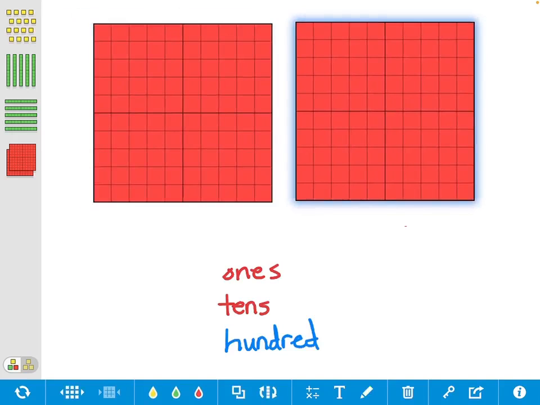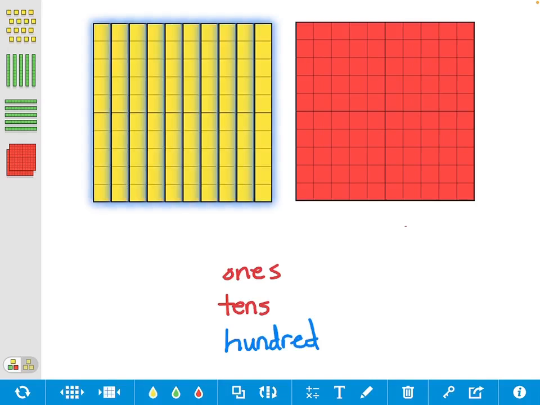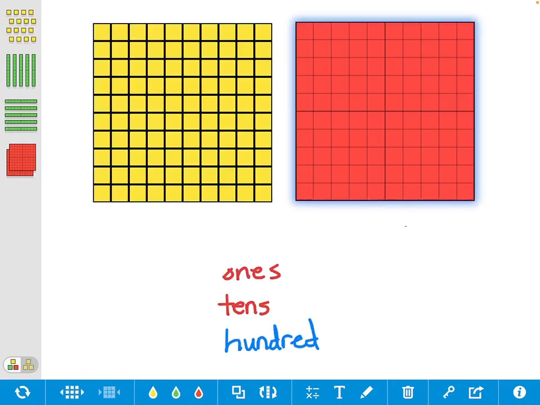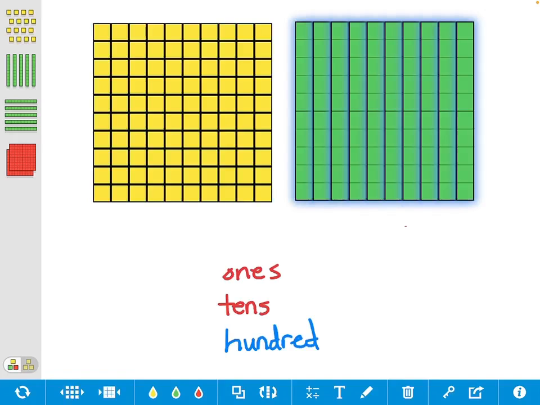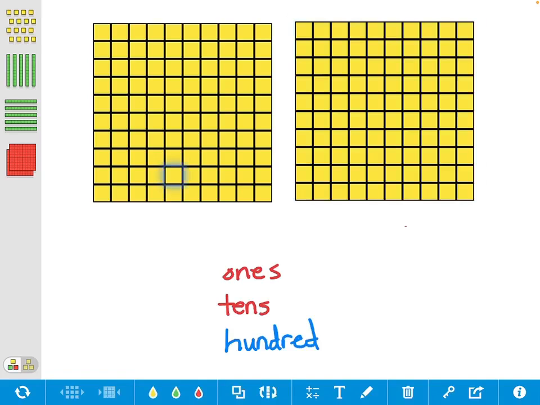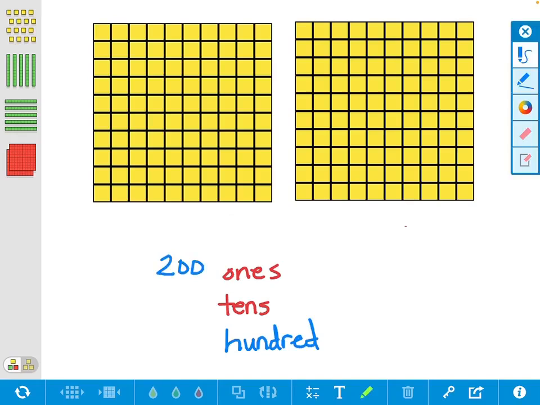Okay, well, before, when we looked at one of them, we said one of them is the same as 100 ones, right? One of them is 100 ones. But I have 2 of these. So if I have 2 of them, how many ones do I have now? I have 100 here, 100 over here, and 100 here. That makes 200 ones. Okay, now let's take a look at our tens.